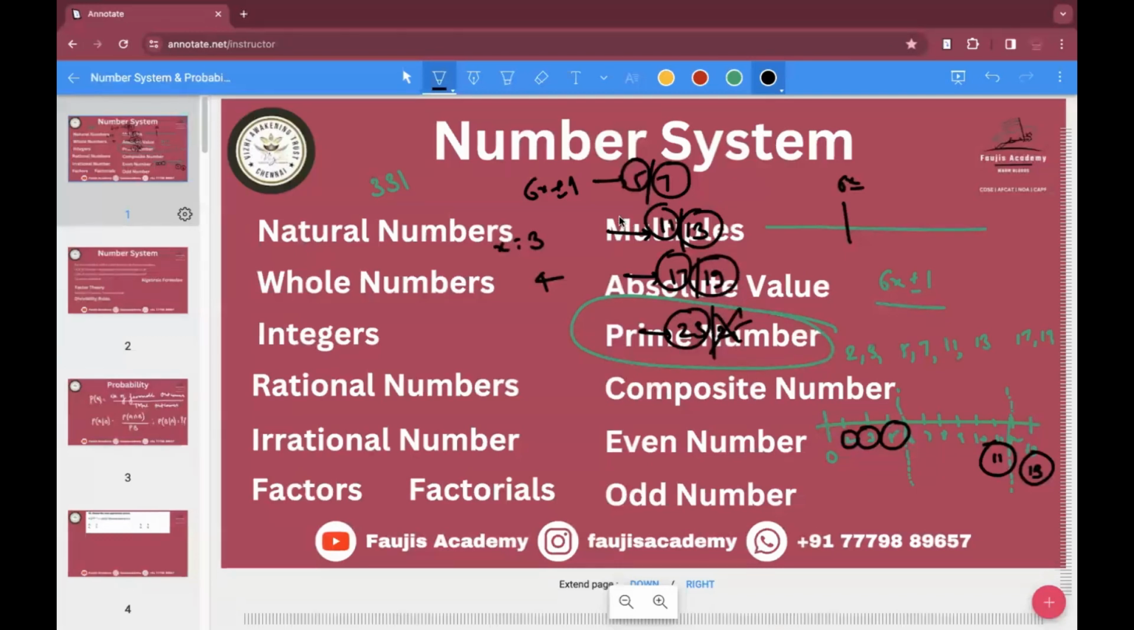25 is not a prime number. Everybody knows it, right? If you don't know it, 25 is divisible by 5 into 5, which is basically 5 square. And 25 has the factors 1, 5, and 25. It has more than 2 factors. That's why it's a composite number.